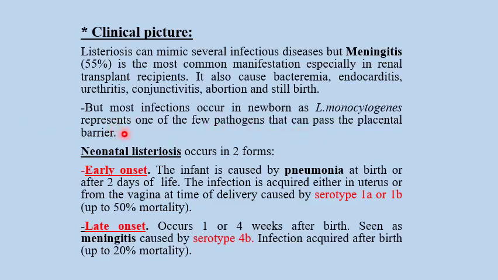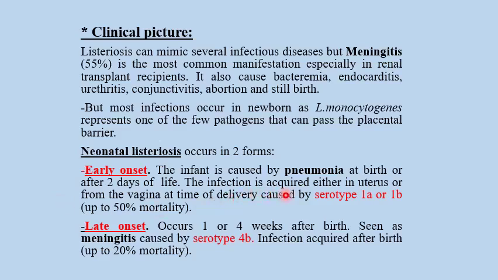pass the placental barrier. Usually listeriosis occurs, especially the early onset, when the mother has been infected during delivery, not before becoming pregnant. The infection must be during delivery for the fetus to be infected. So we divide neonatal listeriosis into two forms. The early onset, in this case, the infant develops pneumonia. So the disease manifests itself as pneumonia at birth, right after delivery, or after at most 2 days of life. So if it occurs directly after birth, or within 2 days of birth, symptoms appear in the child as pneumonia.